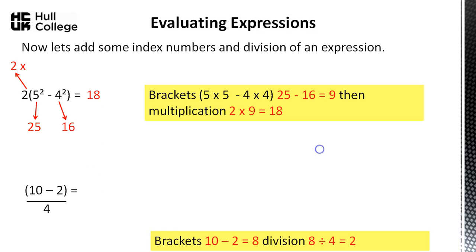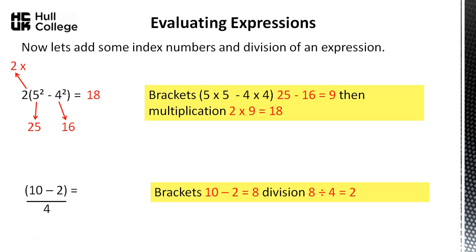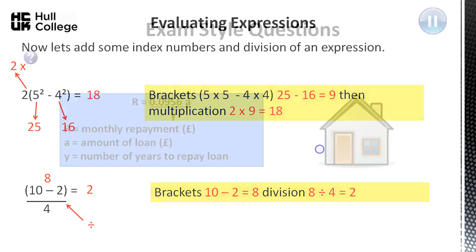And the next one. So brackets 10 minus 2, divided by 4. Brackets first, 10 minus 2, which is 8. Then this line simply means divide. So 8 divided by 4 gives you the answer 2.